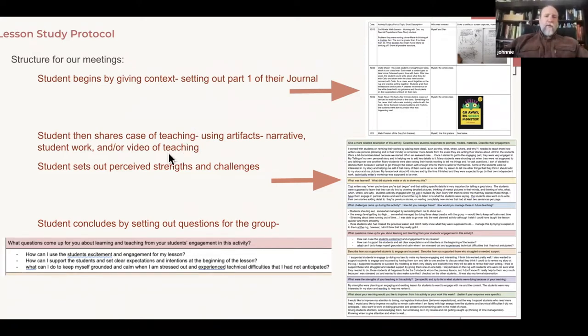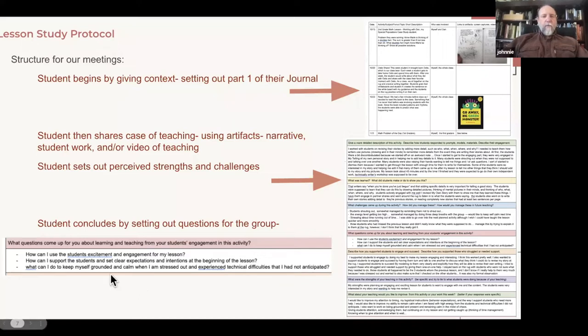Then the student follows by sharing their case of teaching, using artifacts, telling a story with a narrative. I like the idea of learning from stories. So the idea that each student teacher is setting out a story of their teaching for us to learn from, I think is very powerful. They share student work, so they'll show students' worksheets or other things. And then a video of teaching as well. We've been really pushing on the use of video to learn about our own teaching. After that part, we go back to what the supervision journal asks for, which is what are strengths and challenges, what questions are coming up. And the student concludes this portion by setting out questions for the group.